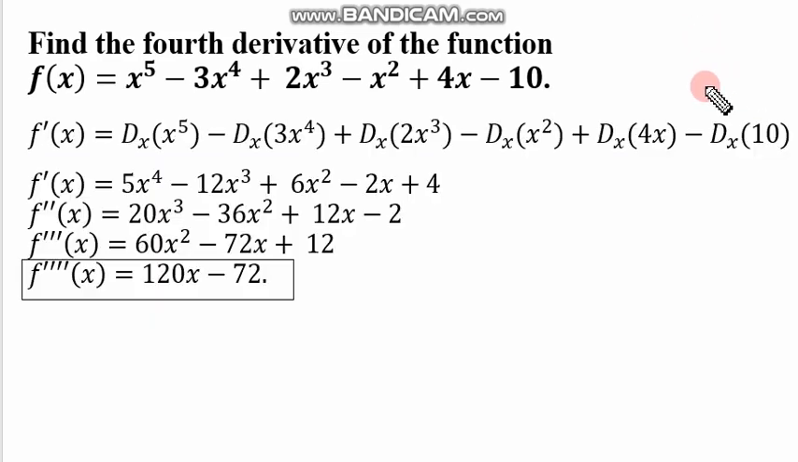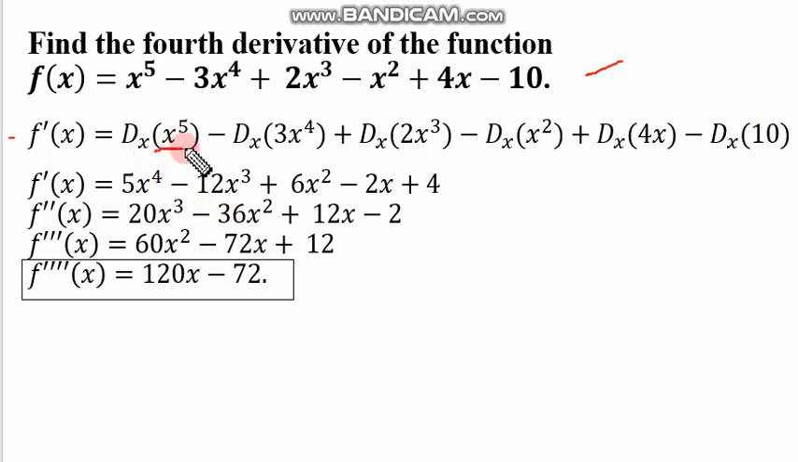Okay, so let's solve. For the function f of x, we will get the derivative of the function. So this is the first order derivative. Okay, so f prime of x is equal to the derivative of x raised to the fifth minus the dx of 3x raised to the fourth plus dx of 2x cubed minus dx of x squared plus dx of 4x minus the dx of 10.